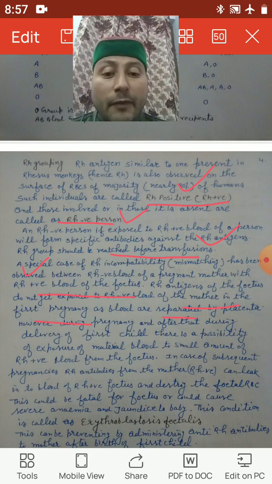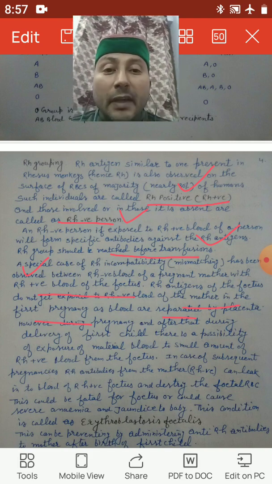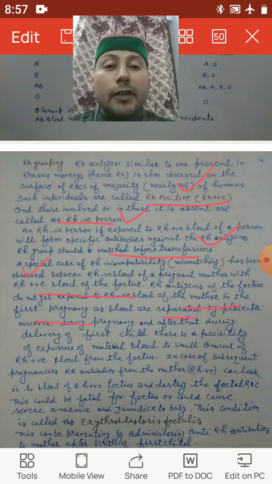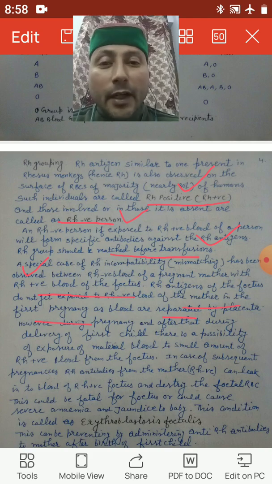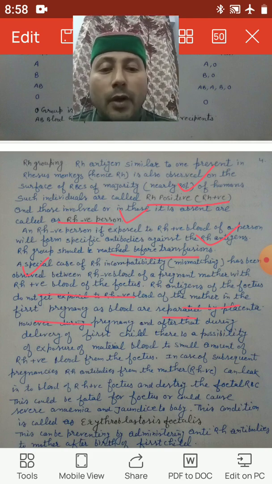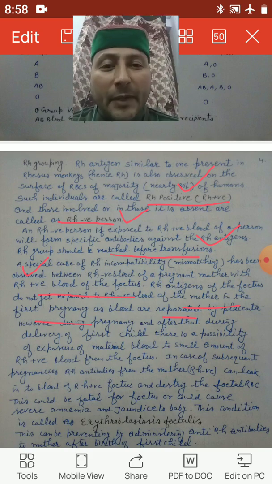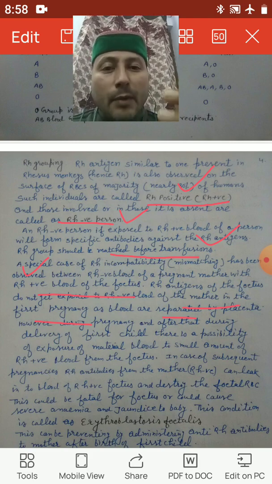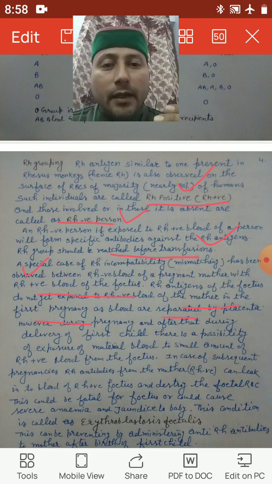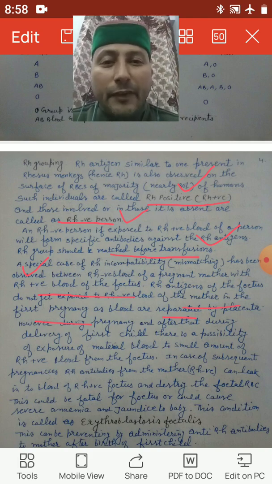But this can be prevented when we administer anti-Rh antibodies to the mother quickly after the birth of the first child. Then subsequent pregnancies can be saved from erythroblastosis fetalis. So this is the first part of this chapter. I hope you understood this. You have understood some important terms, and we will discuss the next part of this chapter in an upcoming video.